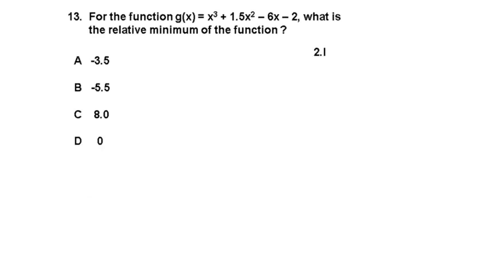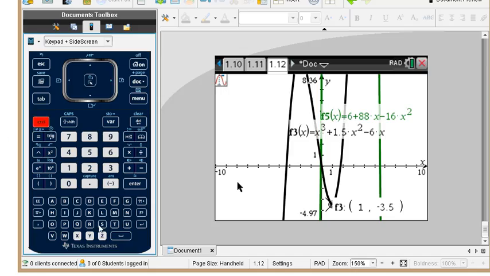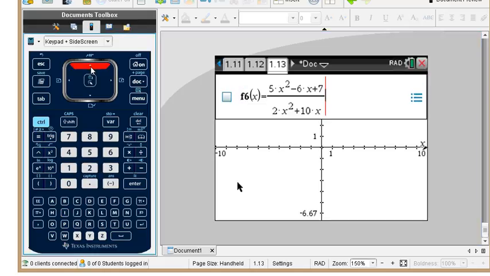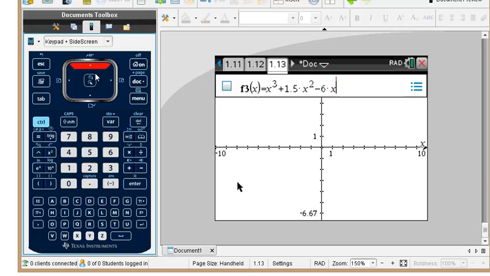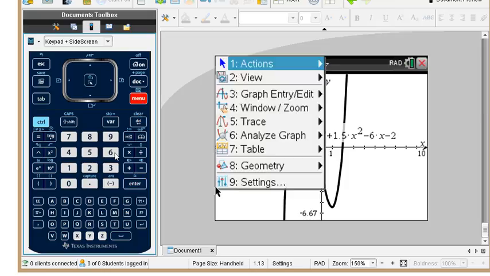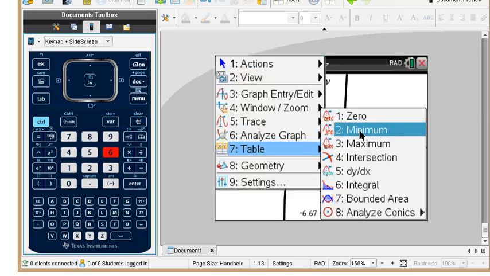Next, 13, for the function f of x equals x cubed plus 1.5x squared minus 6x minus 2, what is the relative minimum of the function? And for that, I'm going to go to Control I again, add graph, and we're going to get that same function we had earlier, except we're going to do one more thing, subtract 2. And so the relative minimum is going to be down here. And to find that, we can go to graph trace again. We could also go to analyze graph. We press analyze graph and get a minimum.